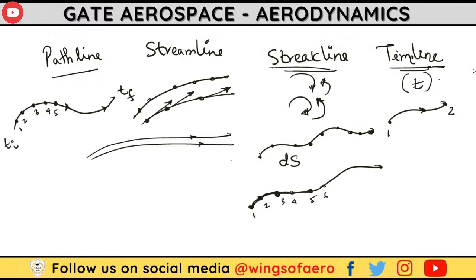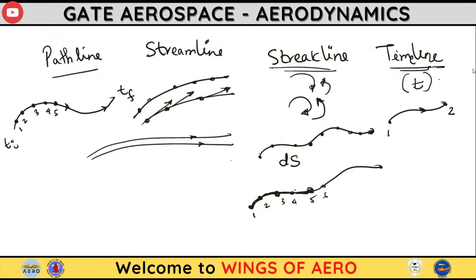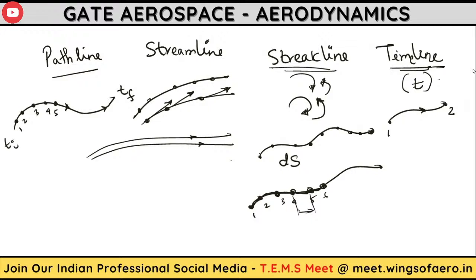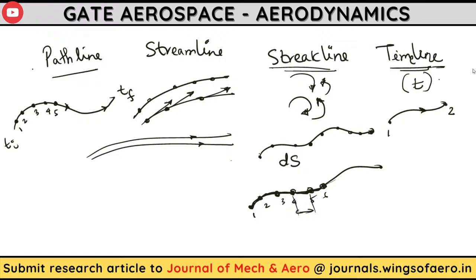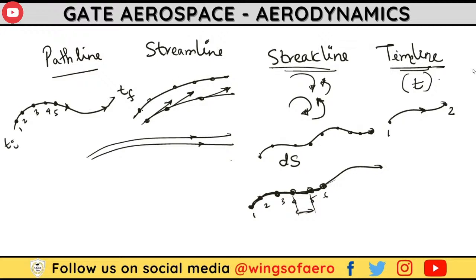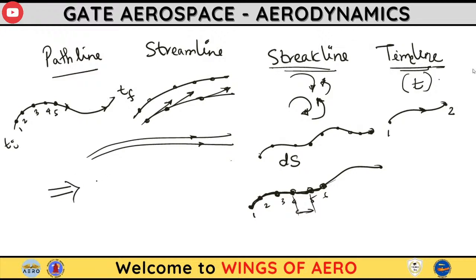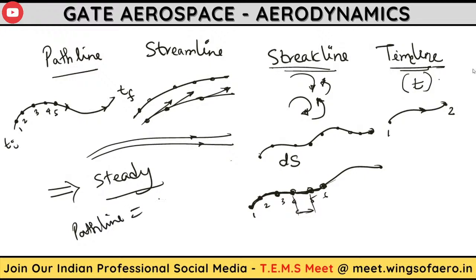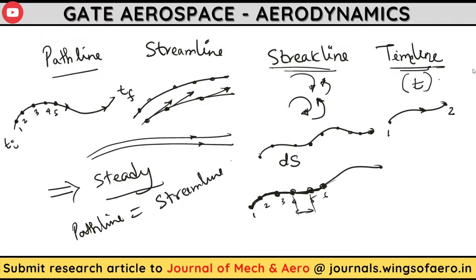It is just a path which is defined with respect to the previous one. Suppose I'm moving here, how much distance or travel, whatever it is, it will depend on the previous one. It relates to the previous one. And all three, the path line, streamline, and streak line, become equal if the flow is steady. If the flow is a steady flow, the path line will be equal to the streamline, which will be equal to the streak line.